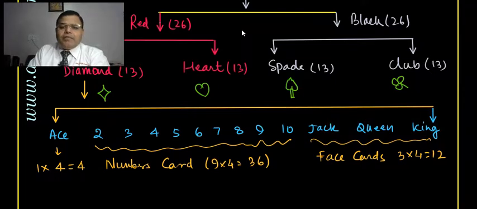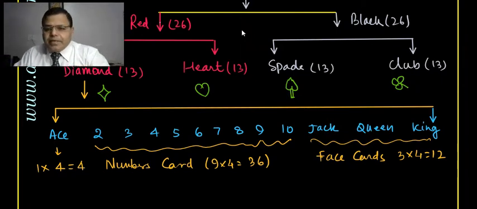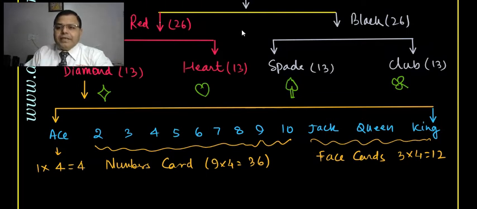Ace is 1, so 1 into 4, 1 Ace for each suit, so there will be 4 suits, so there will be 4 Aces. Similarly, 2 is 4, 3 is 4, 4 is 4, all these numbers are 4, 4 Jack, 4 Queen, 4 King. So 2, 3, 4, 5, 6, 7, 8, 9, 10 are called number cards, and 9 number cards in one suit, so in 4 suits, this will be 36. Face cards, because these 3 cards have some face, and therefore 3 cards in each suit, so 4 suits have 12 face cards. Apart from face cards, all of them are called non-face cards. So number cards are 36. Each card, Ace 4, Jack 4, Queen 4, King 4, etc.